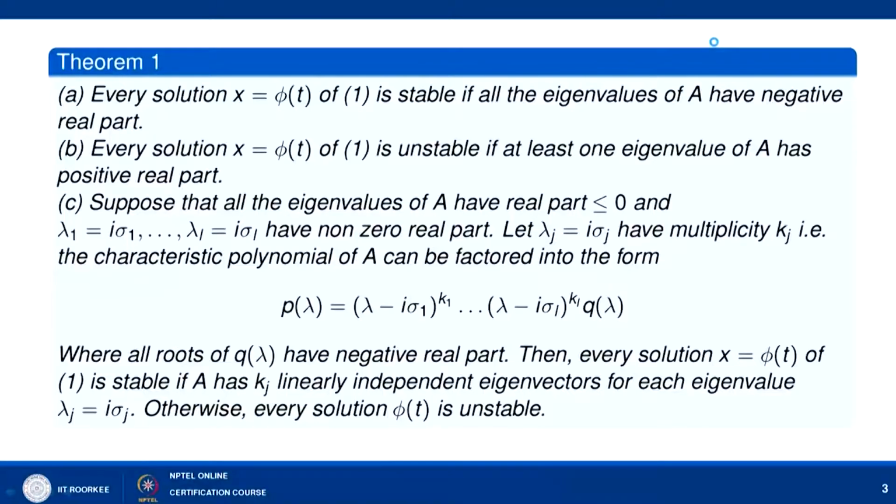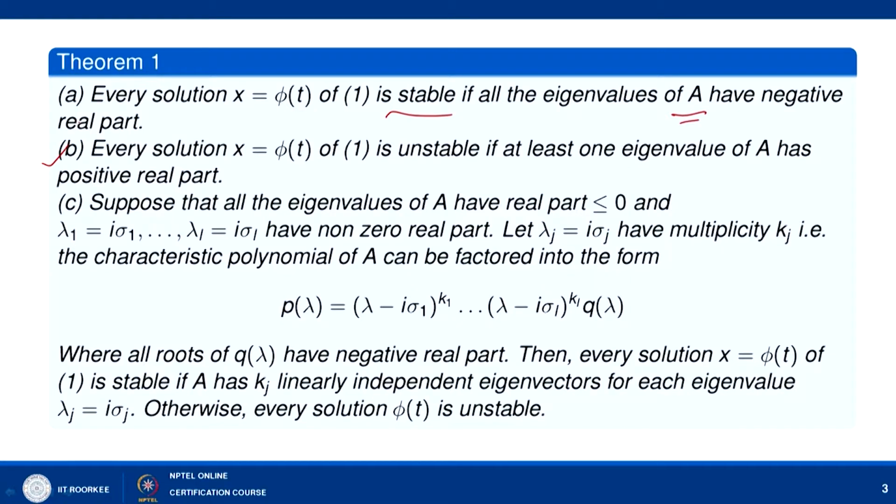So, now let us look at the theorem. It says that every solution x equal to phi t of 1 is stable if all the eigenvalues of A have negative real part. It means that if you calculate the eigenvalues of A, they may be real, they may be complex, but in any case, whether purely real or complex, if the real part of all the eigenvalues is negative, we simply say that the 0 solution is stable, and hence any solution is stable.